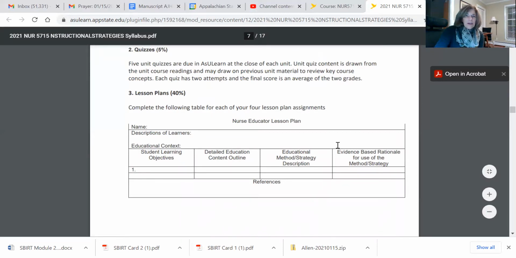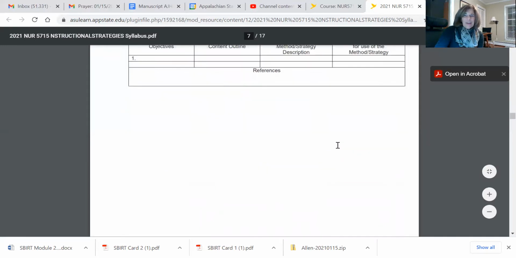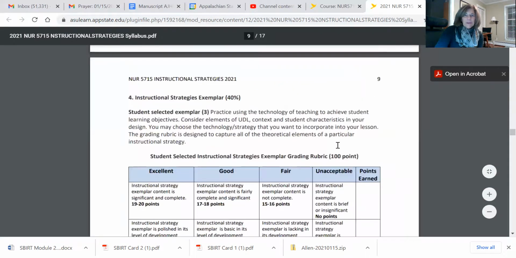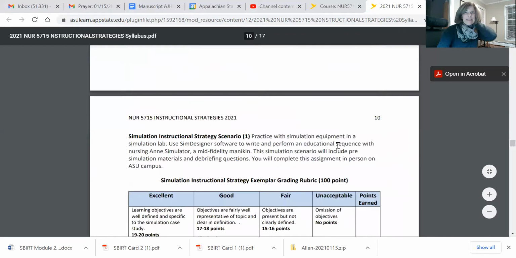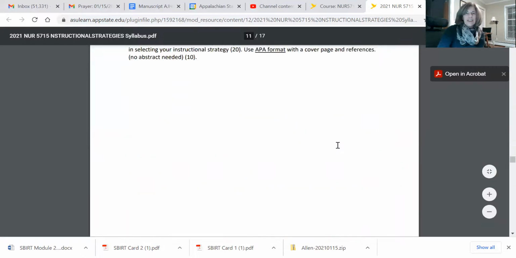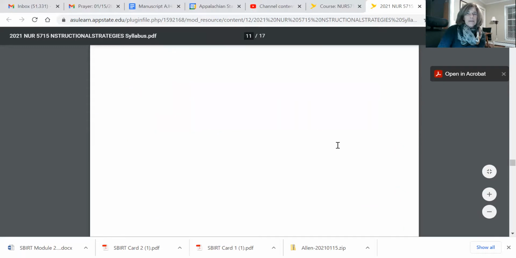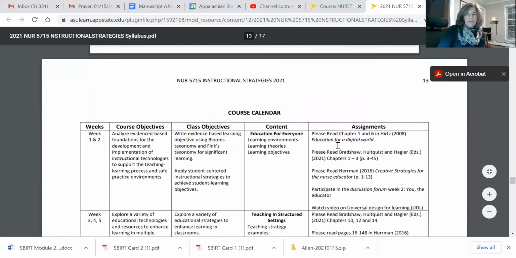And then lesson plan, I provided this template for how to fill that out. So I hope that can help you standardizing that. And then there's a grading rubric for the lesson plan, and the instruction strategies are there too, as is the simulation strategy, and then the paper. So all of these rubrics should really help you.